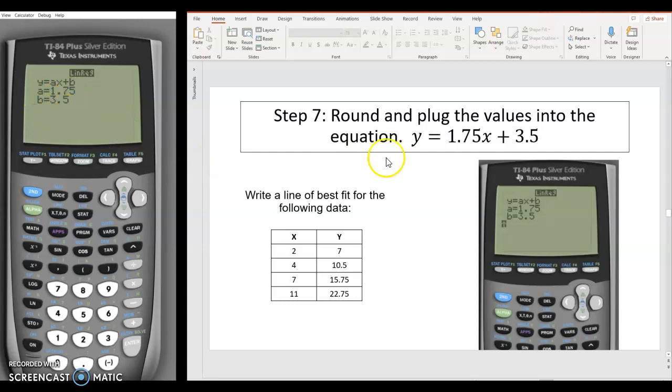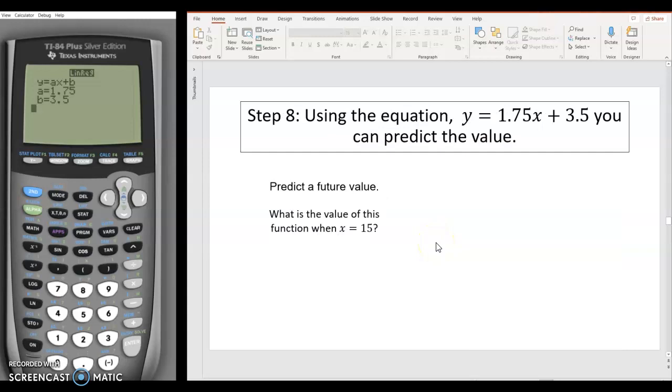So we're going to plug these values into ax plus b to write our equation. Our equation will be y equals 1.75x plus 3.5. That is how we write the equation of a line using linear regression on the calculator. The benefit of this is that you can predict future values, so values that are not on the table, we can predict using this equation now.